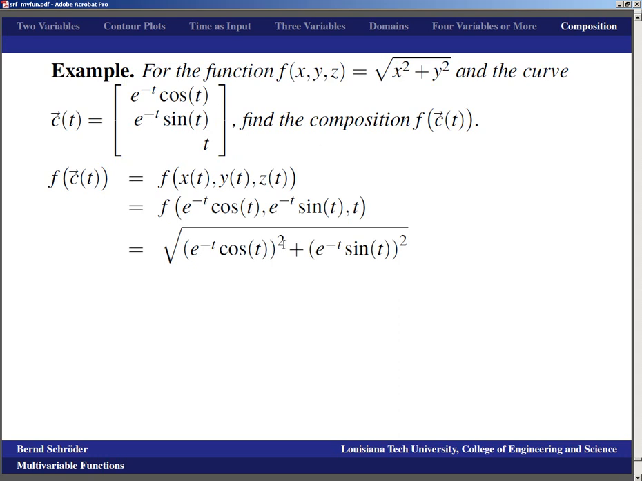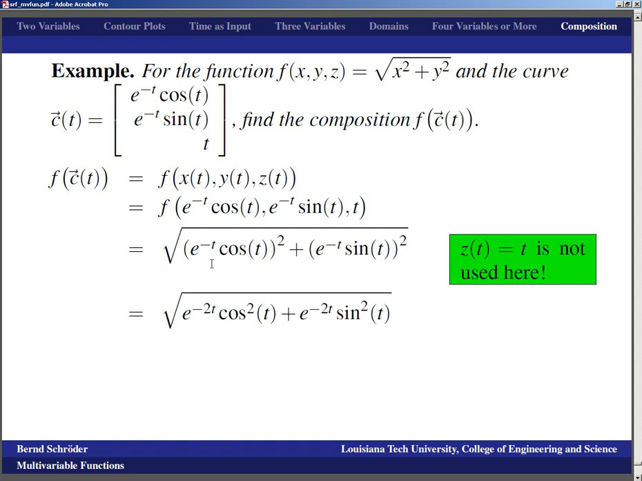And that is just that we plug in e to the negative t cosine t for x, so we get e to the negative t cosine t squared. We take e to the negative t sine t, plug it in for y, we get e to the negative t sine t squared, and we take the square root of the whole thing. Note that in this case, z of t equals t is not used. That can and does happen, and when it does, we're actually quite happy because we've got one less variable to keep track of. Other than that, it's just algebra now, so we square all this stuff.